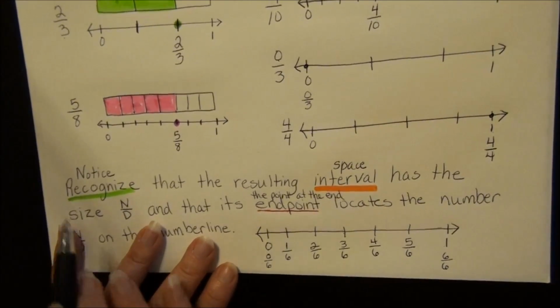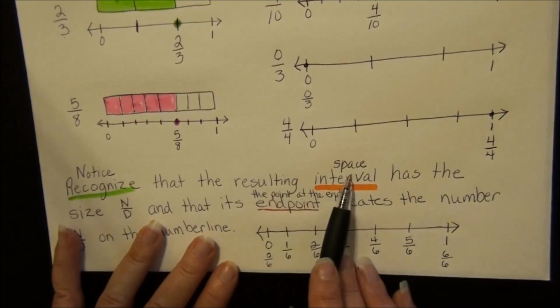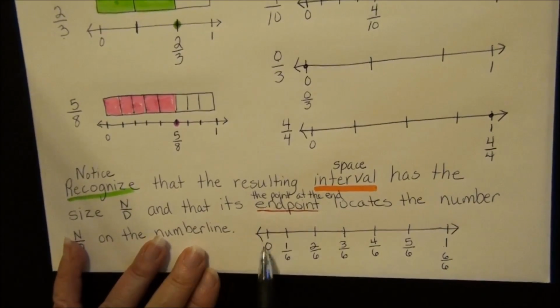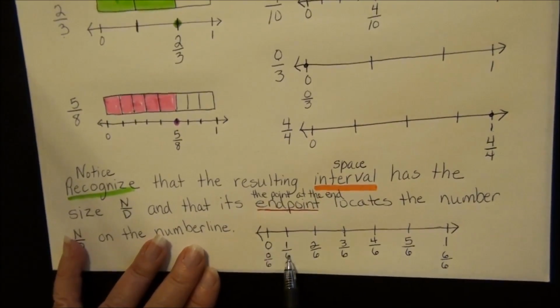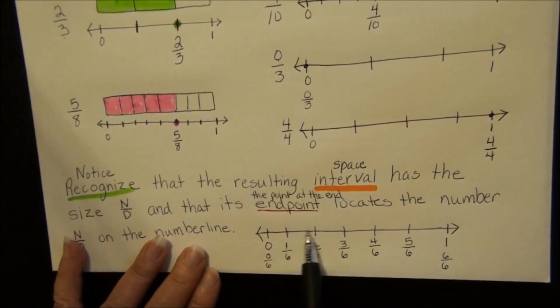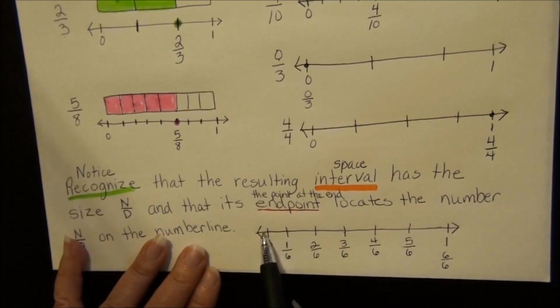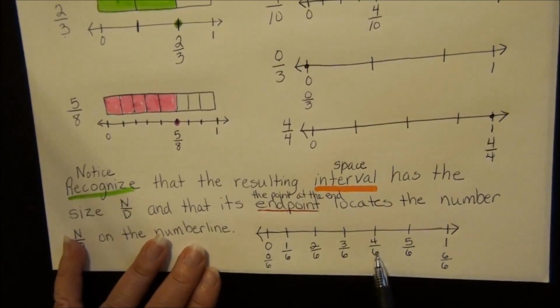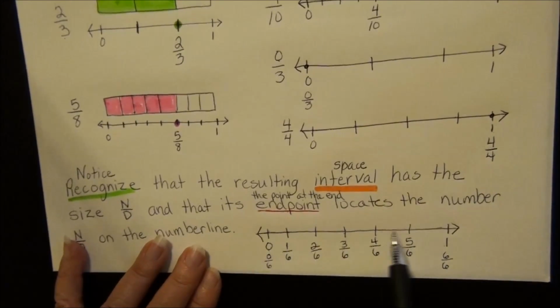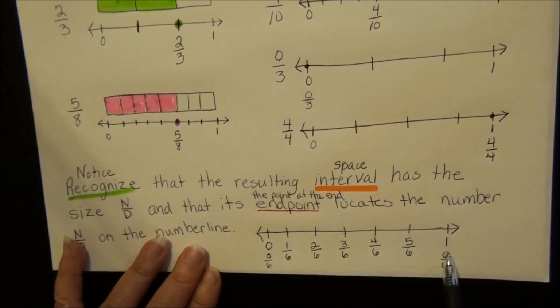Okay, so you need to notice that the resulting space has the size numerator over denominator. So this space has the size 1 out of 6, this space has the size 2 out of 6, this space has the size 3 out of 6, this space has the size 4 out of 6, this space has the size 5 out of 6, and this space has the size 6 out of 6.